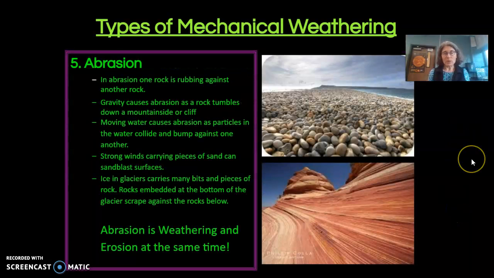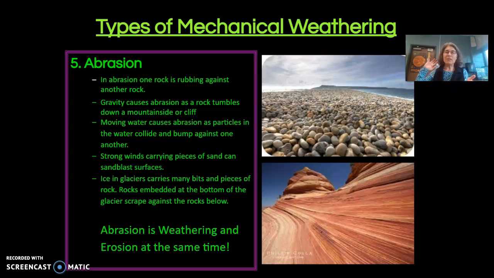The last type of mechanical weathering that we're going to touch on is abrasion. And abrasion is actually both mechanical weathering as well as erosion. This happens when one rock or material rubs against another. So this can happen if rocks are tumbled in a river, in a stream, or at the edge of an ocean due to wave action.